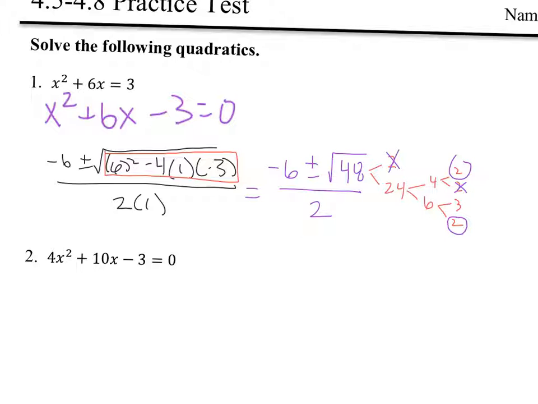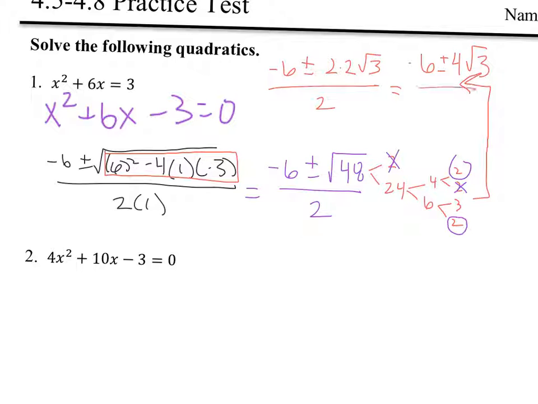So I'm actually going to write it up here. So I have my negative 6 plus or minus. I have a 2 times 2 because both 2's are circled. And then I'm left with this 3 here. This is the only one that does not have a branch. So that stays underneath my root. Square root 3 over 2. So that will be equal to negative 6 plus or minus 4 square root 3 over 2.